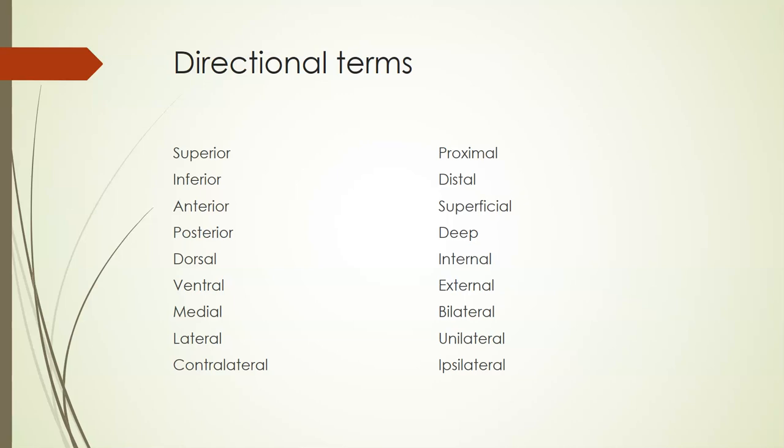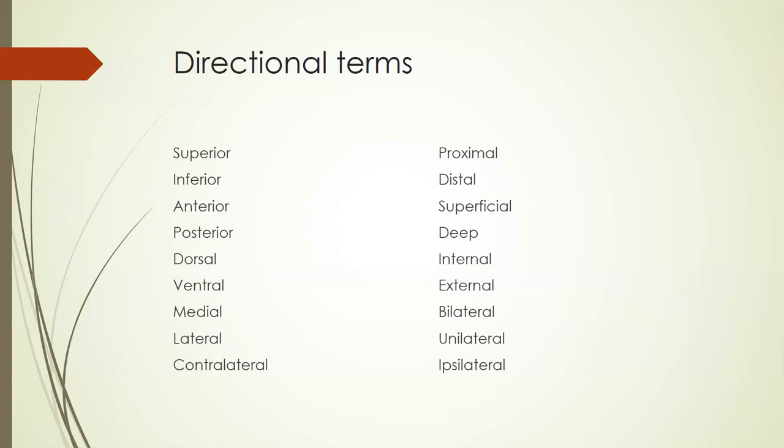New one here is contralateral. Contralateral means the opposite side or the opposite direction. So I could say that a muscle is a contralateral rotator, which means the muscle on the right moves something to the left.